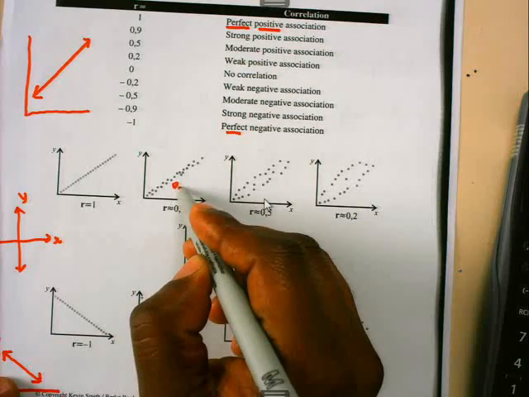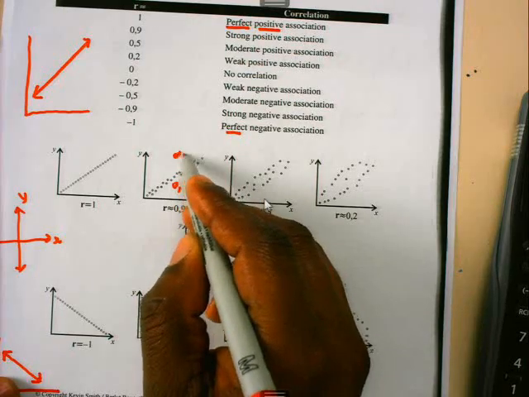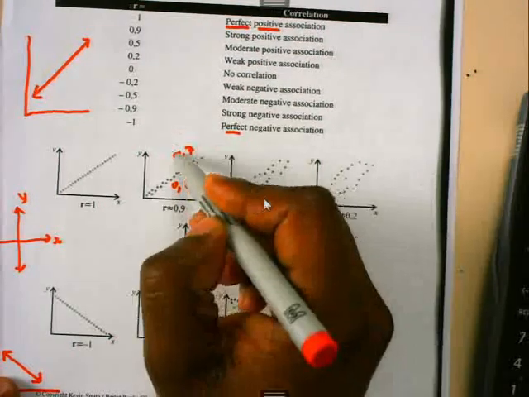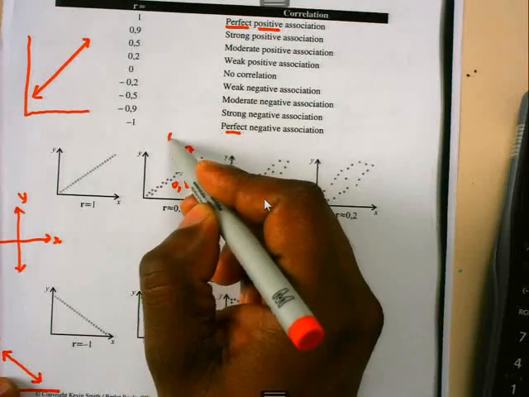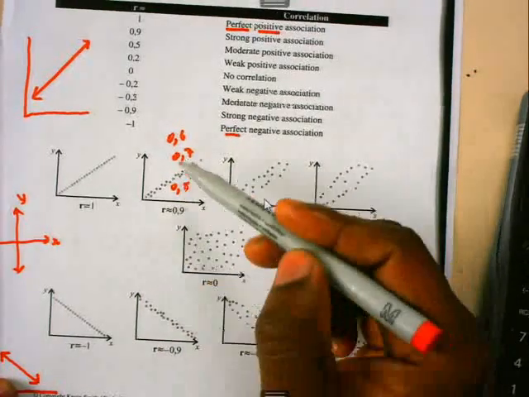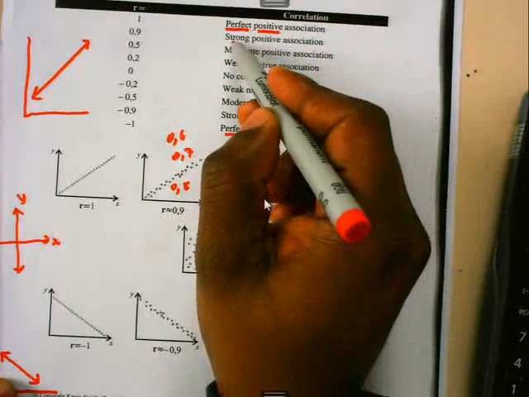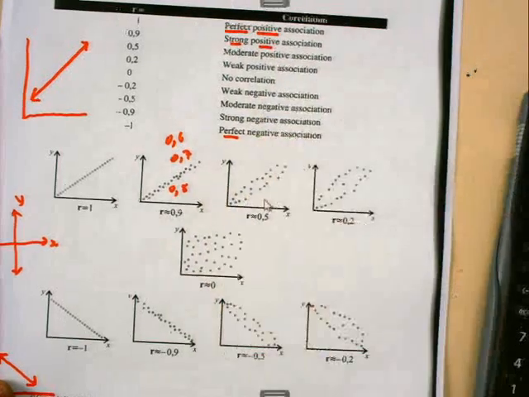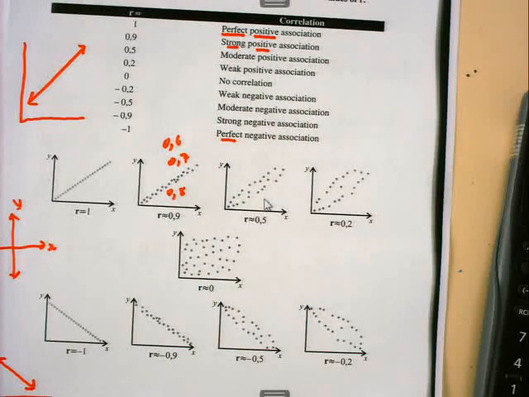I write it here: 0,8, 0,7. Do you see those? Maybe 0,6 as well. All those will give you what? Strong positive. I said it is always two ways. Please keep that in mind. It is always two ways.